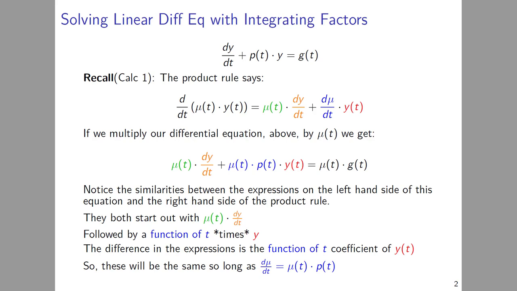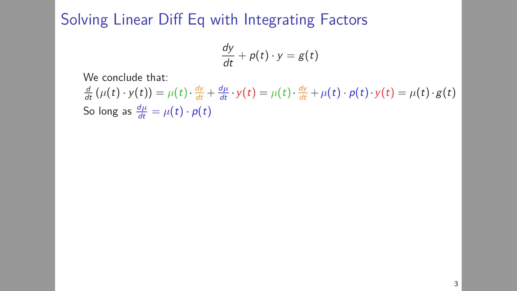So as long as these expressions are the same, that is d mu/dt is equal to mu of t times p of t, the right-hand side of the product rule is equal to the left-hand side of our equation above. So we can conclude that the derivative of mu of t times y of t, which is equal to mu of t times dy/dt plus d mu/dt times y of t by the product rule, is equal to mu of t times dy/dt plus mu of t times p of t times y of t, so long as d mu/dt is equal to mu times p, which is equal to mu of t times g of t from our linear differential equation.